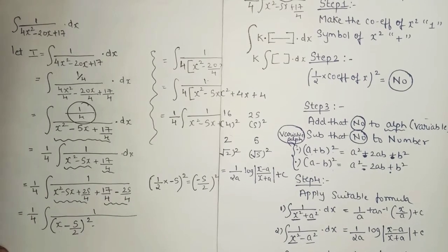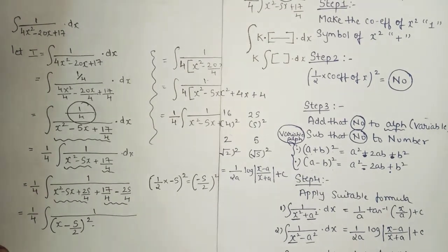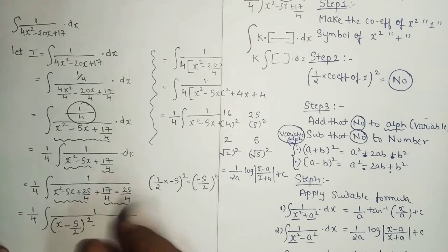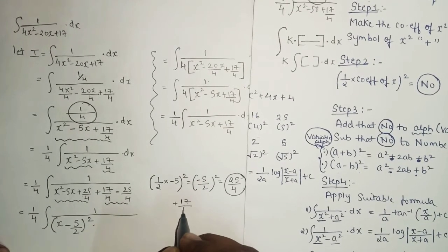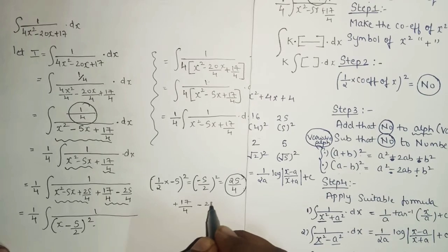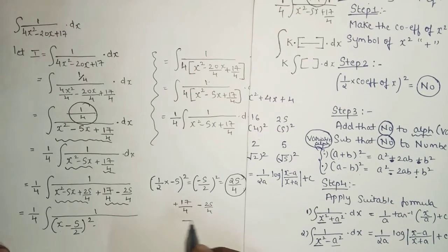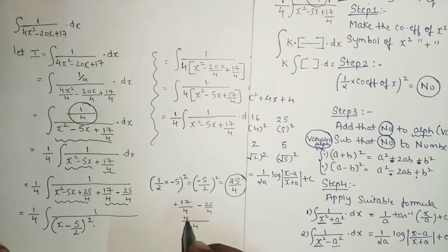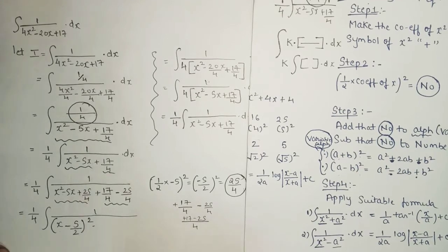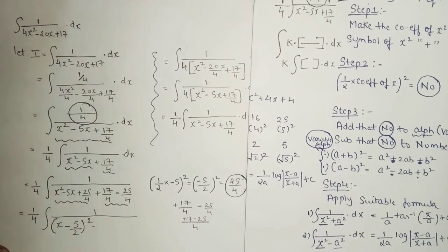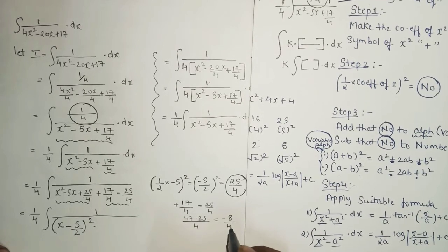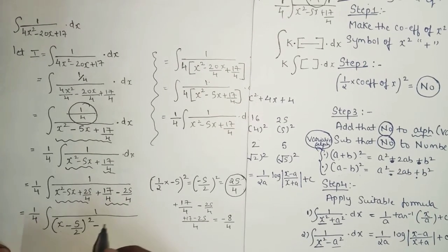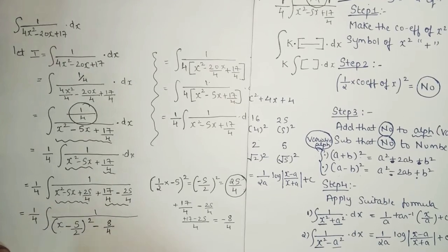Okay, so here you will get what? Here, 17 upon 4 minus 25 upon 4. Clearly we can see that the denominator is same, so plus 17 minus 25. So plus 17 minus 25 is what? Minus 8 upon 4. Yes or no? So here you will get minus 8 upon 4. Or else you can solve this part here also.